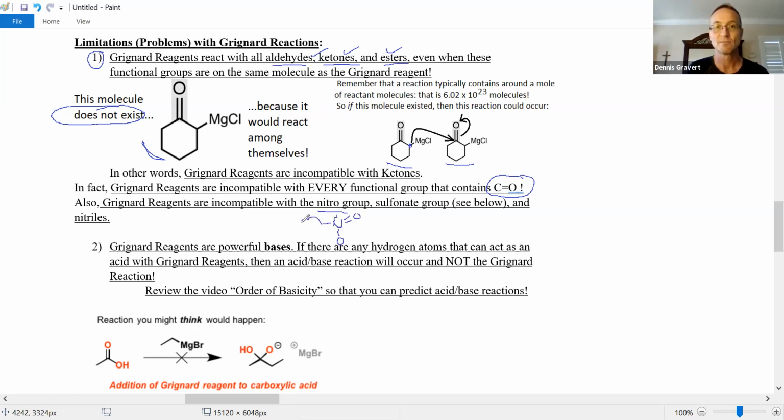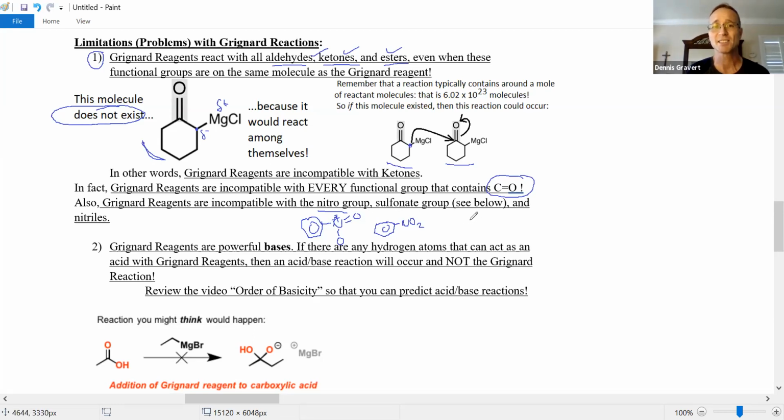The nitro group has a pi bond between the nitrogen and the oxygen. So if we have the nitro group, we usually just write NO2, but the Lewis dot structure has a nitrogen with a positive charge and a double bond oxygen. Grignard, you got this very powerful base, very negatively charged carbon attached to your Grignard reagent. It's going to bump up the pi bond of a nitro group.